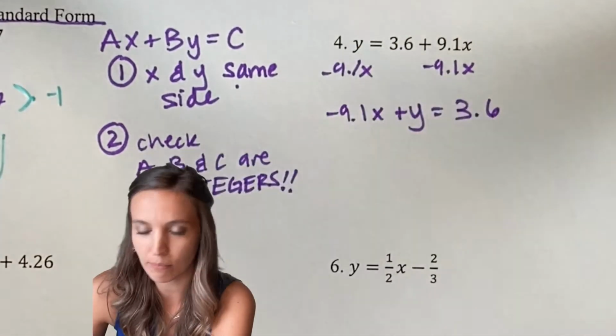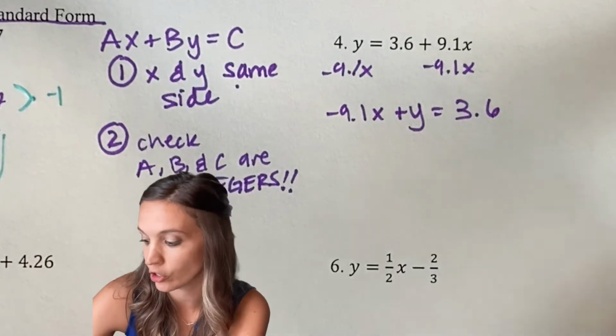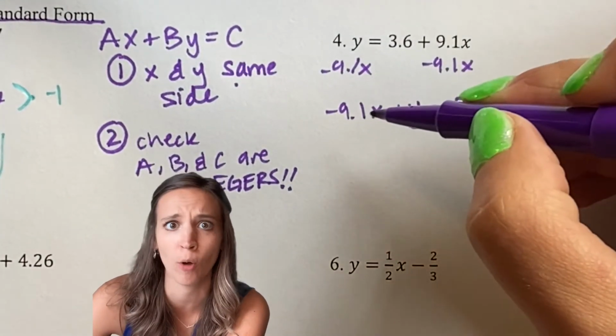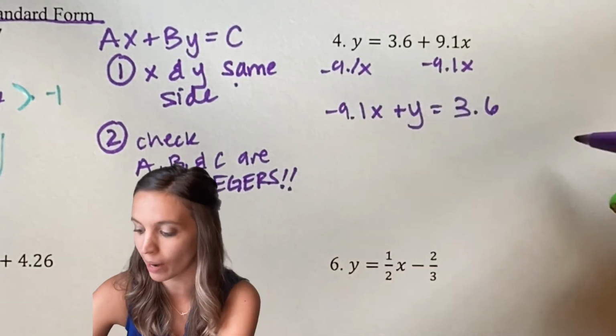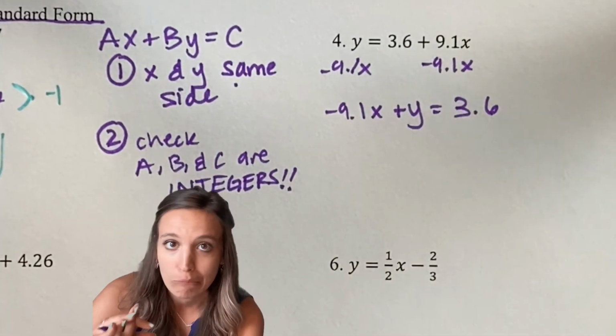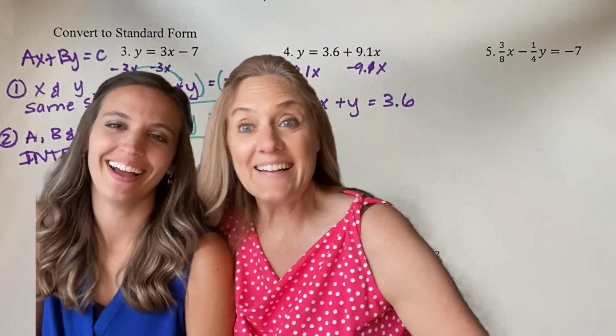Okay, second step, check to make sure a, b, and c are integers. Negative 9.1, holy moly, that is so not an integer because it's a decimal. Okay, so I'm going to need to make sure I multiply this by something so I can wipe out these decimals.